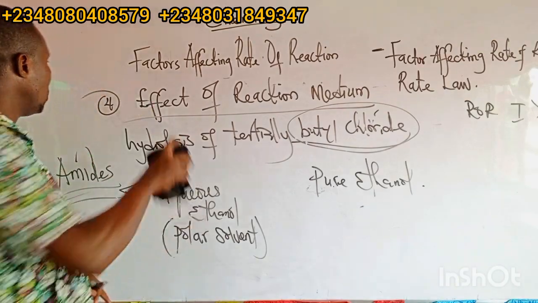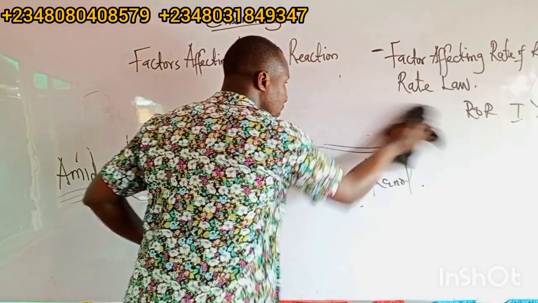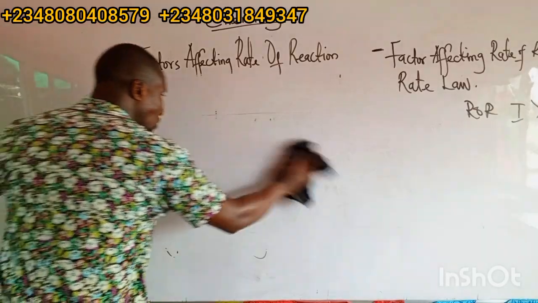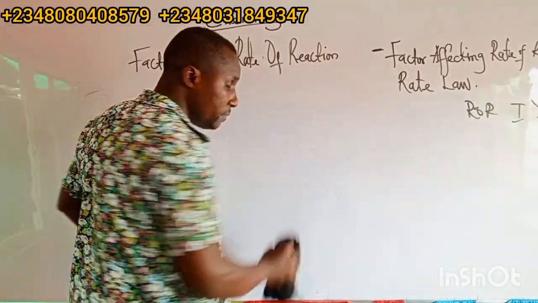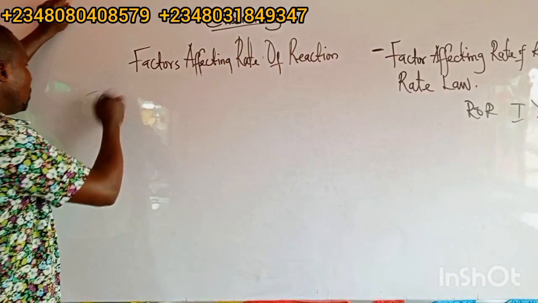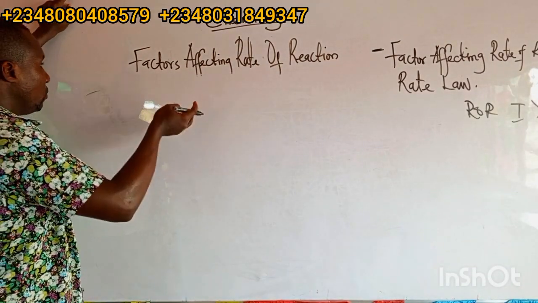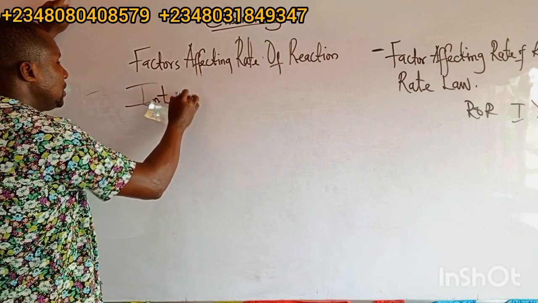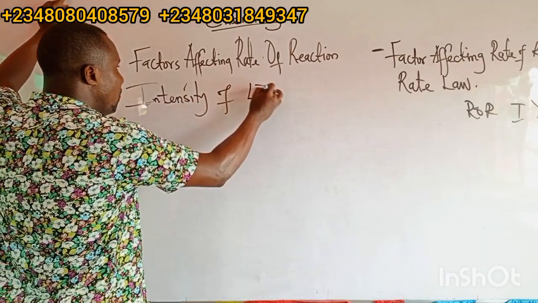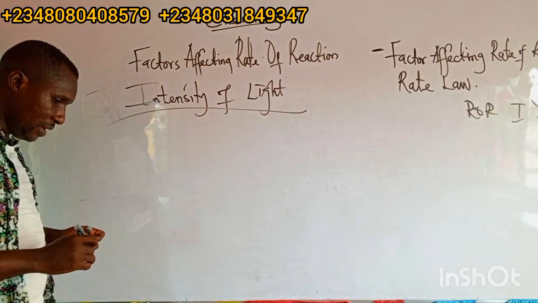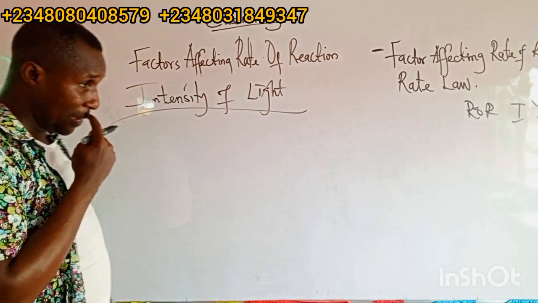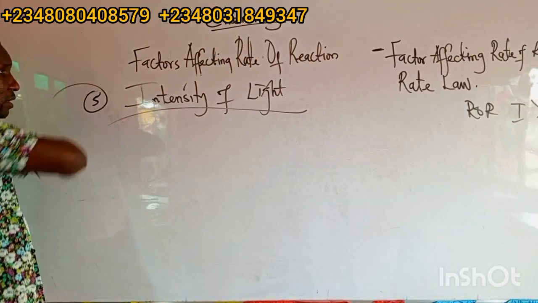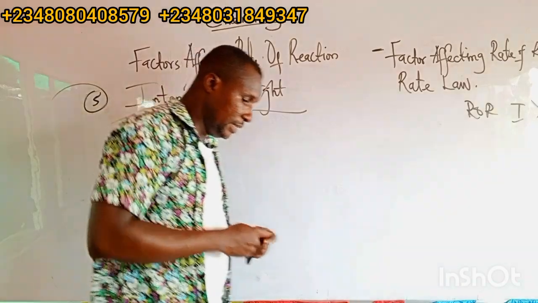Let's move further. Let us go to temperature. Before we move to temperature, next one, let us move toward light. Intensity of light. This is another factor. Intensity of light. This should be number 5.